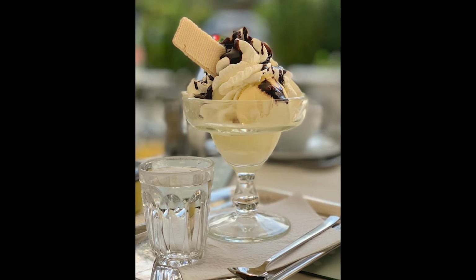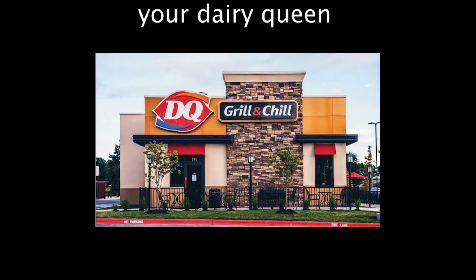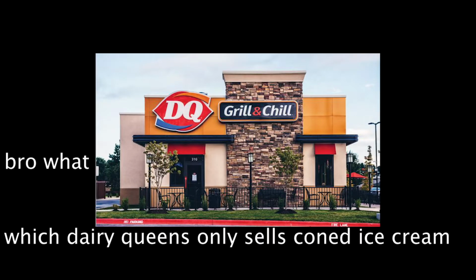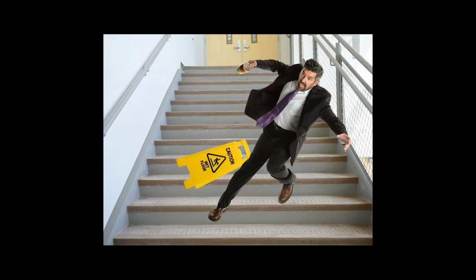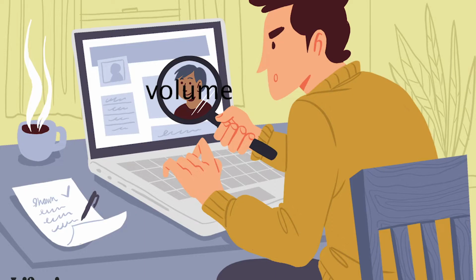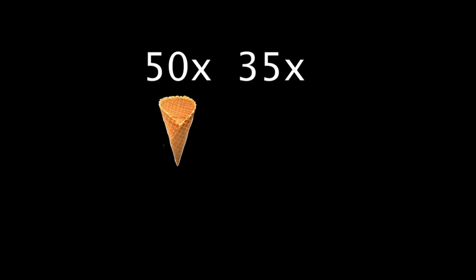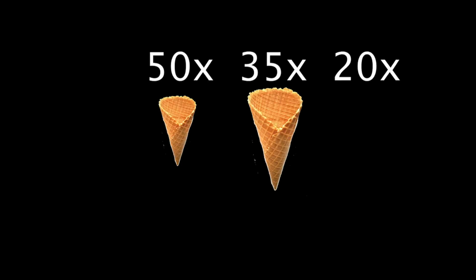You need to know how much ice cream you need to deliver on Friday, as that is your busiest day. This Dairy Queen only sells coned ice cream, and they come in 3 different sizes: small, medium, and large. Suddenly, you get an idea and you pull out a pen and paper. To figure out how much ice cream you need, you find the volume of the cones. On Fridays, your Dairy Queen sells about 50 small cones, 35 medium cones, and 20 large cones.